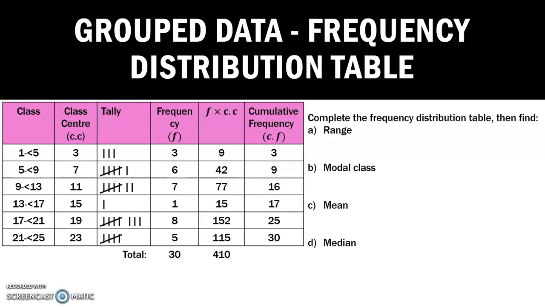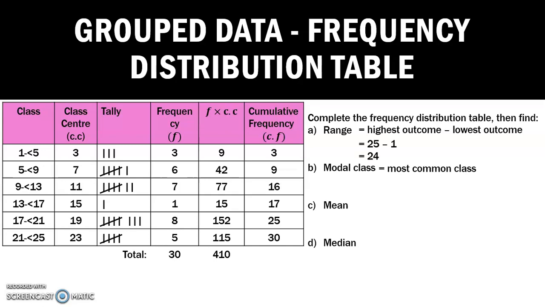Now we've completed the frequency distribution table, and we're going to find the range, the modal class, the mean, and the median. The range is the highest outcome minus the lowest outcome. So the highest outcome here could be 25, and the lowest outcome here could be 1. With grouped data, we actually don't know the scores. If you were given a set of scores at the start, you would use the highest score and the lowest score, but we don't have that right now, so we go 25 minus 1 to get 24.